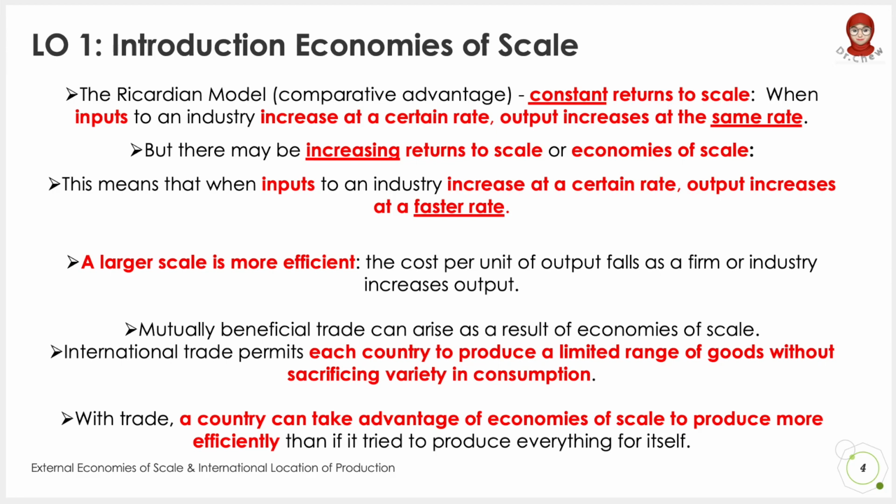Mutually beneficial trade can arise as a result of economies of scale. Each country specializes in producing a limited range of products, which enables it to produce these goods more efficiently than if it tried to produce everything for itself. These specialized economies then trade with each other to be able to consume the full range of goods and services.